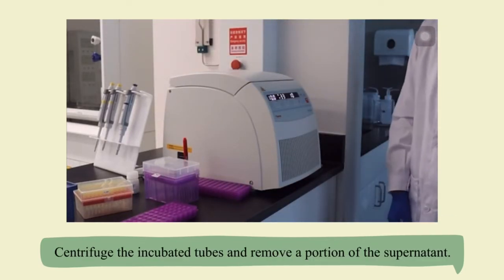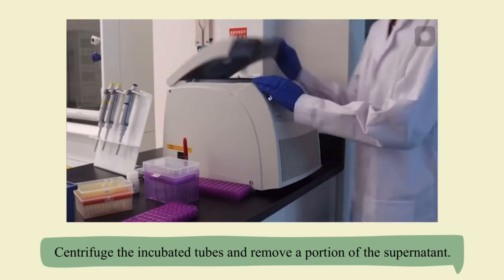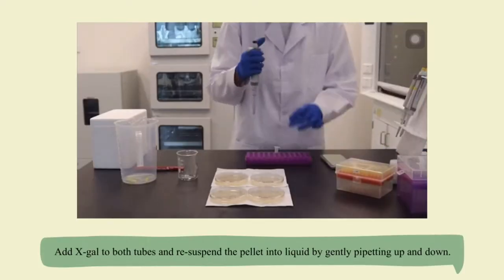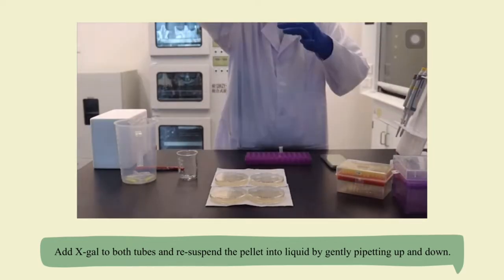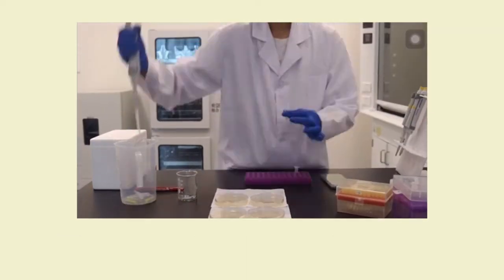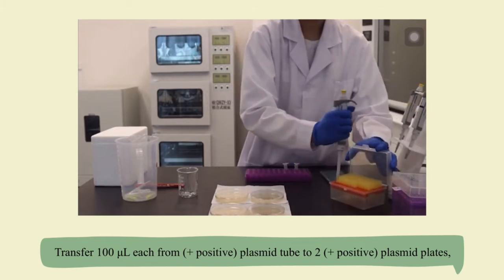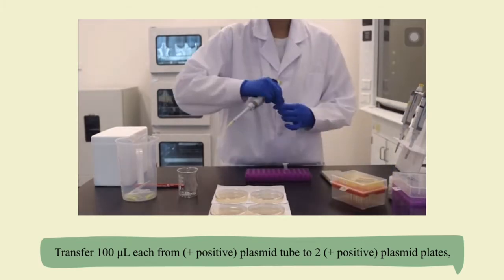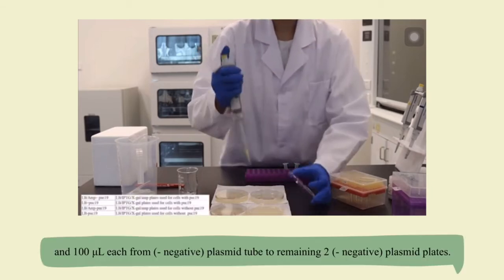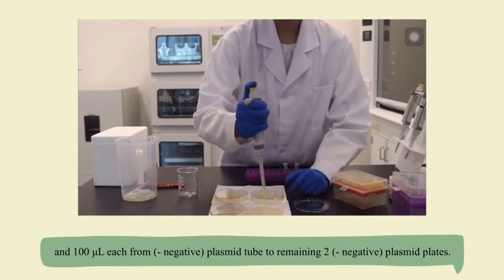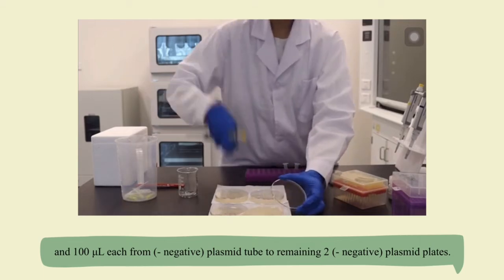Afterwards, centrifuge the incubated tubes and remove a portion of the supernatant. Add X-gal to both tubes and resuspend the pellet into the liquid by gently pipetting up and down. Transfer 100 microliters each from the positive plasmid tube to the 2 positive plasmid plates, and 100 microliters each from the negative plasmid tube to the remaining 2 negative plasmid plates.